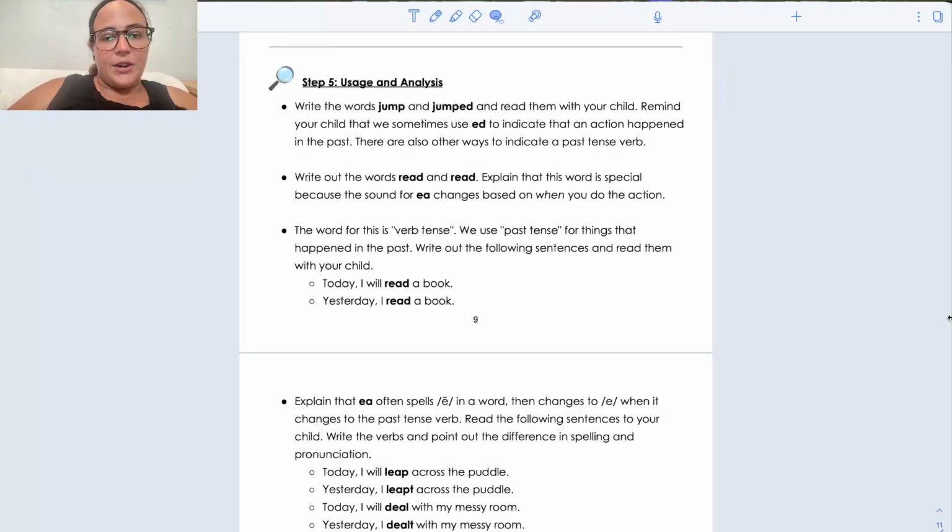You'll often see in the usage and analysis section where we'll look at two words, homophones that have the same sound but are spelled differently, like M-E-A-T, meat, and M-E-E-T, meet. This will further help your child to recognize the different spellings and know the correct spelling to use when they're doing their own writing. And that's step 5.